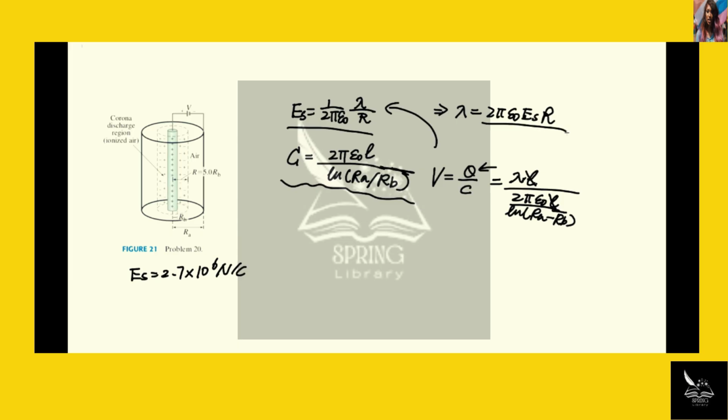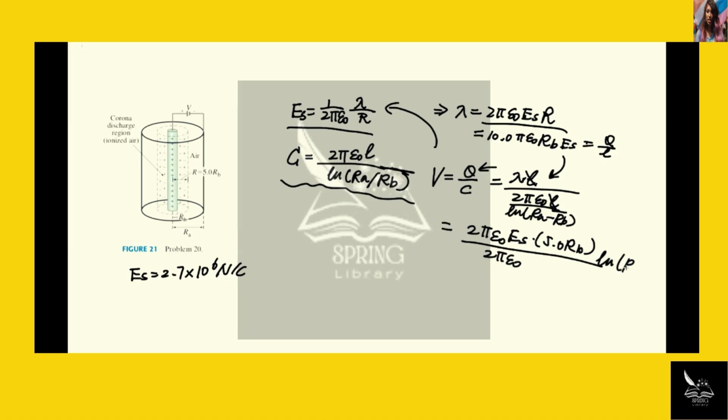And because we know R equals 5 times R_B, this can also be written with 5 R_B in place of R, and this lambda is Q over L. So we can plug this lambda into the voltage expression, which is just lambda divided by 2 pi epsilon times ln of R_A over R_B.